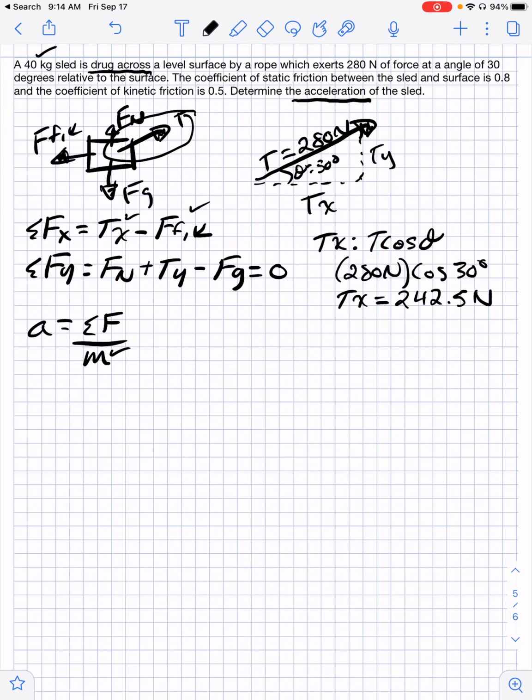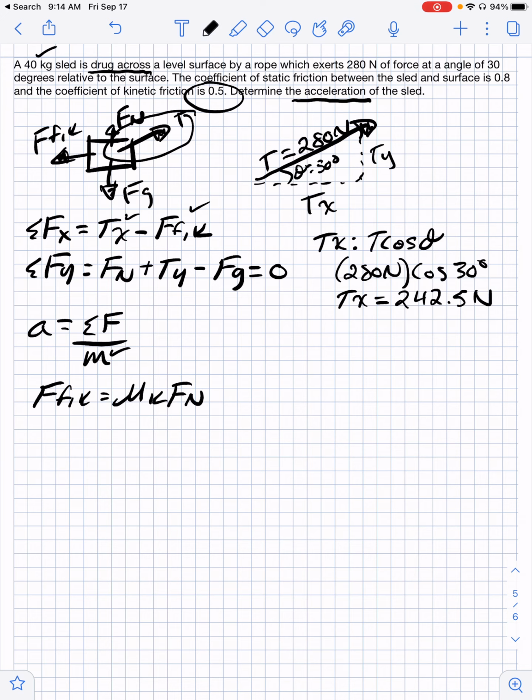So now we know the Tx. The next thing we need to figure out is our friction. For the friction, remember the equation for kinetic friction, and it's kinetic because it's moving, is the coefficient of kinetic friction, which they gave me right here, times the normal force. But we don't know the normal force right now. We know the weight of the object, but we need to know the normal force. In order to find the normal force, we also have to find this y component. So back at our triangle, let's solve for the y, so then we can solve for our normal force.